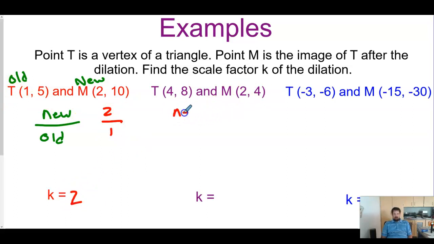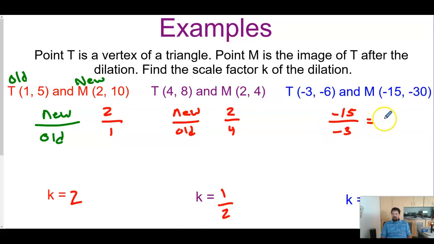Once again, we're going to do new over old. The new image is right here, the x value is 2. The old image is right here, the x value is 4. And 2/4 is 1/2. So that would be my scale factor. And then here, -15 is the new, -3 was the old. -15 divided by -3 is 5 over 1. So the scale factor for this one was 5.